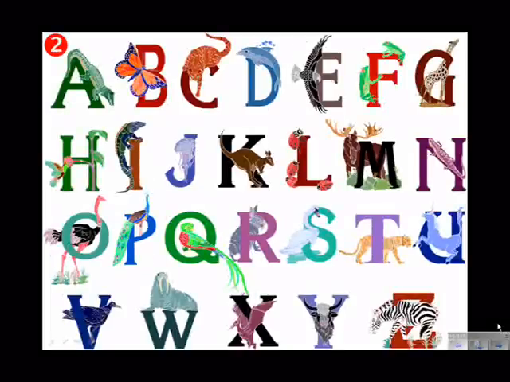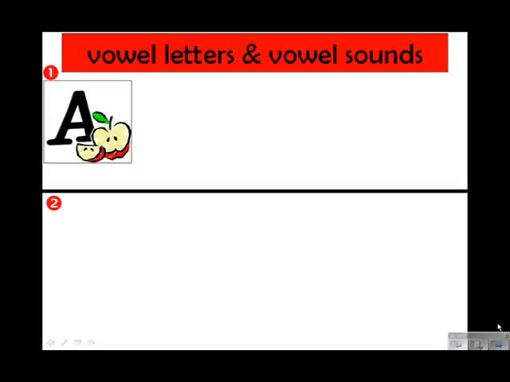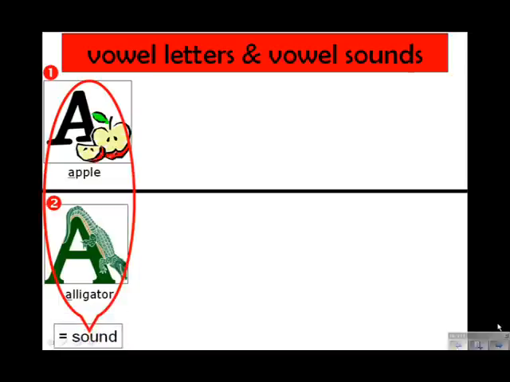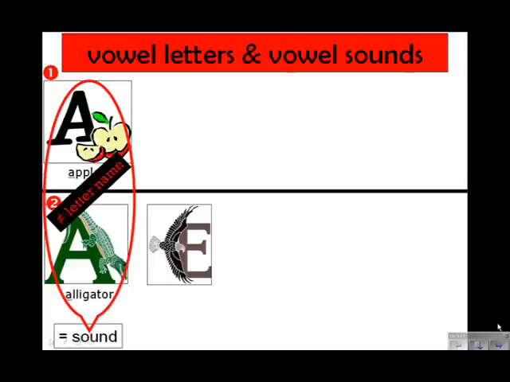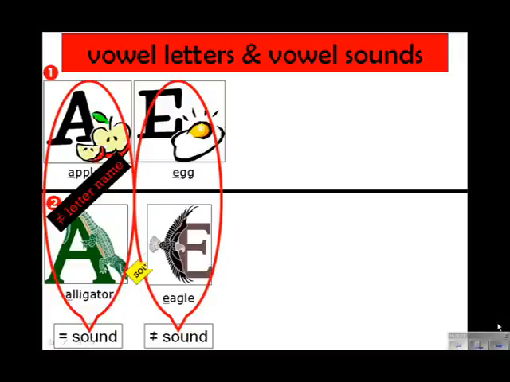So the 5 vowels are A, E, I, O, U. First one, A. A for apple, and A for alligator. They share the same sound, these 2 pictures, but neither of them is A like the letter name. E for eagle and E for egg. Here the 2 pictures don't share the same sound, and eagle sounds like the letter name E.